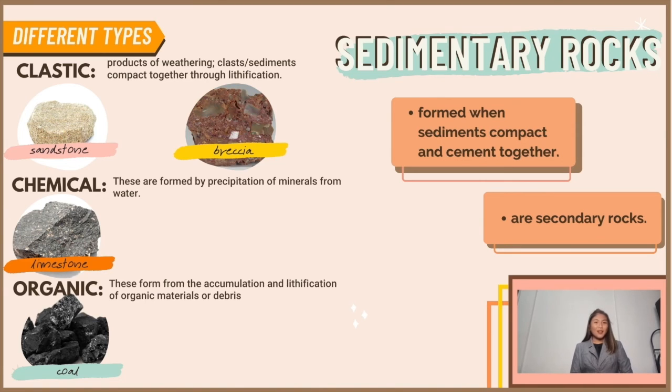Next, we have chemical sedimentary rocks. These are formed by precipitation of minerals from water. This is when dissolved materials come out of the water. To precipitate, instead of evaporating the water, you may change its temperature or acidity. For example, limestones form in oceans which do not evaporate. So when seawater heats up and cannot hold as much calcite, calcite is precipitated out of water, forming limestone.